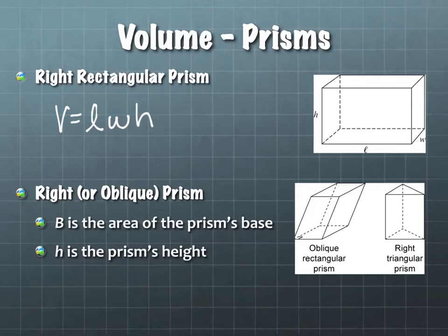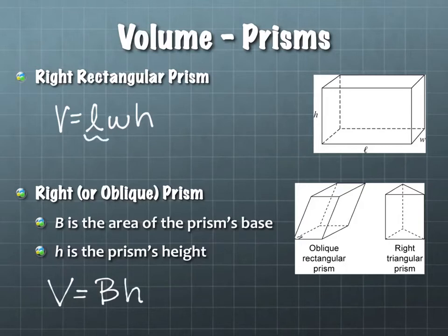So that's a right rectangular prism, right? The ones that go straight up and down. We also have ones that slant, right? Imagine the Leaning Tower of Pisa, but in a prism form. So a slanted type of shape. It gives you a note here that B is the area of the prism's base and H is the prism's height. And it means the perpendicular height, not the slant height. Then your volume is the area of the base, which is capital B, times the height.